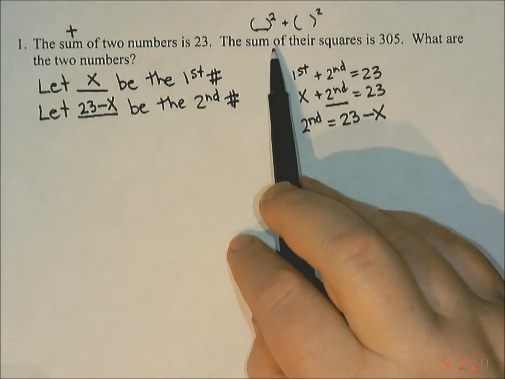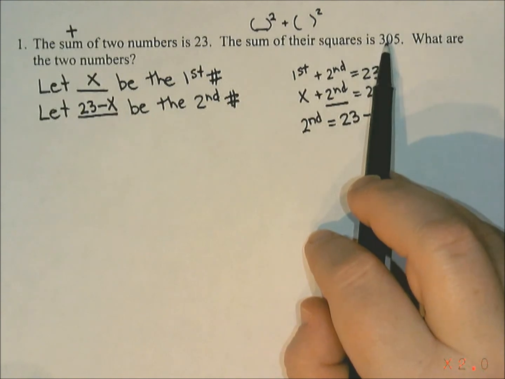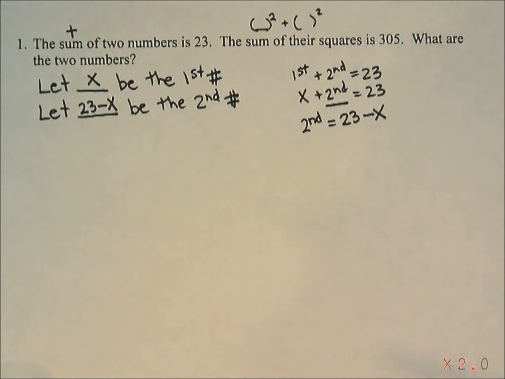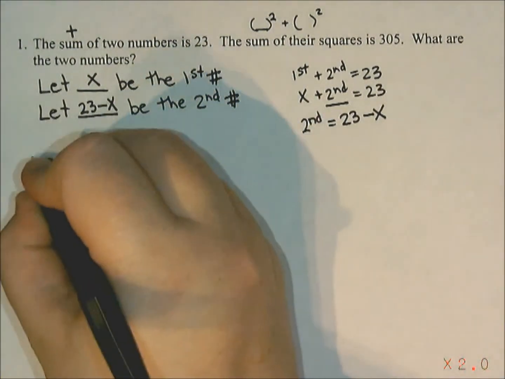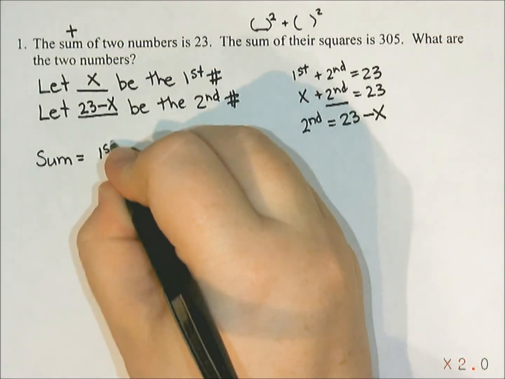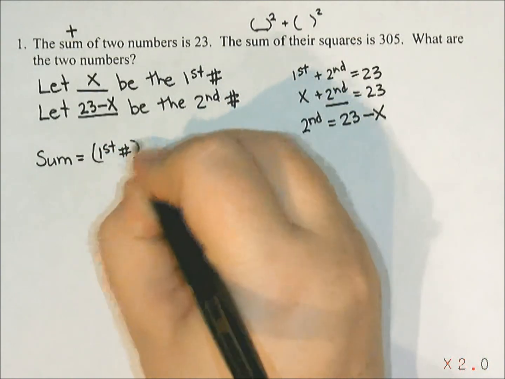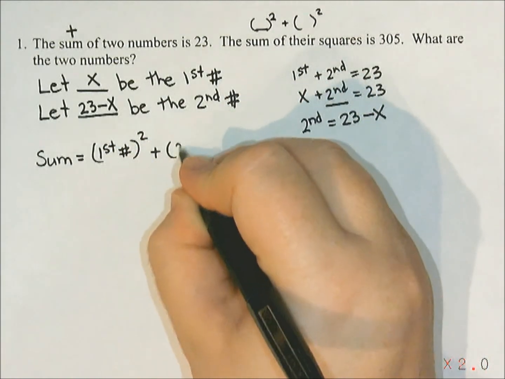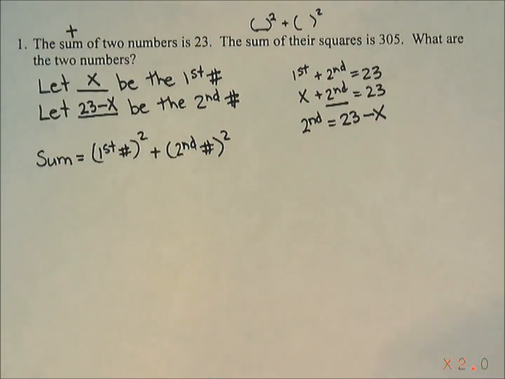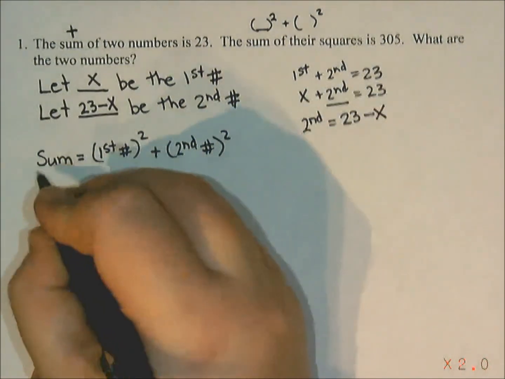The second thing it tells me is the sum of the squares is 305. So if I take the first number and the second number and I square them and then add them together, it'll give me 305. So I'm just going to write here that the sum is going to be my first number squared plus the second number squared. I like to write a number sentence first. I find it works out a little better for me, and I tend not to get as confused when I'm doing a question. So it's a good idea to write it out in words first and then go from there. So I know the sum of the squares is 305.